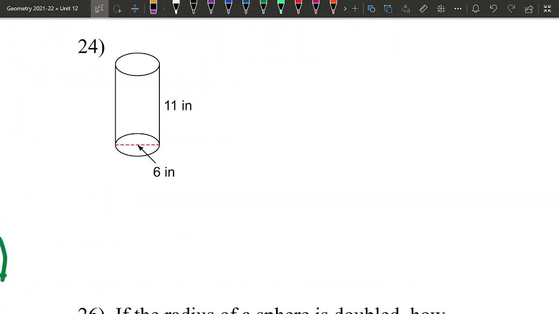Number 24. We have a cylinder. Again, this line goes all the way across the circle. So that's the diameter. So that means that the radius is half of that. It's 3. So any of the problems with the circle, make sure you're dealing with the radius, not the diameter.